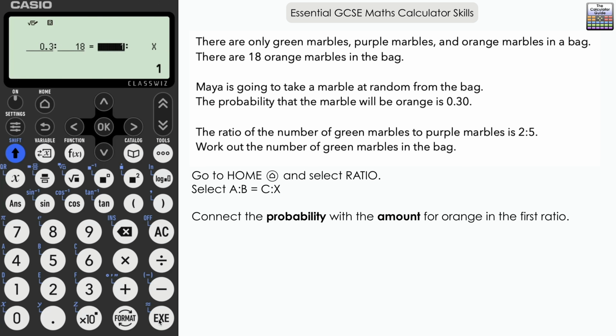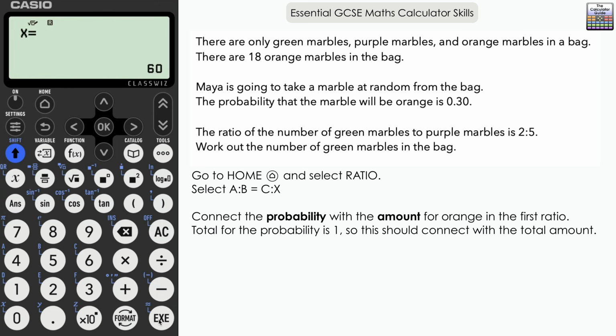Essentially, we know both bits of information for orange, the probability of it occurring and the number of oranges in the bag. What are we looking for on the other ratio? Well, on the left hand side it's probability. The total probability is always out of 1, so we're going to keep that as 1. And that will associate with the right hand side, which will be the total amount. So if we press execute at this point, this will tell us the total number of marbles in the bag, which is 60. Now that will include the 18 orange, but when we're working out the green and purple, we can deduct the number of oranges from that total within the ratio app.